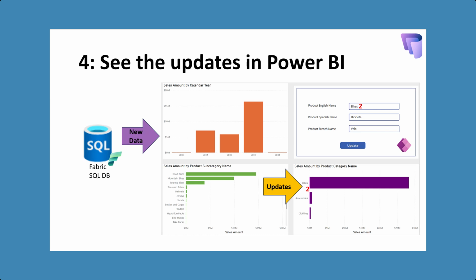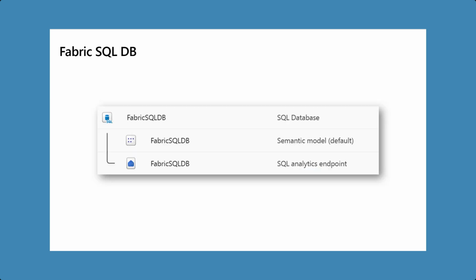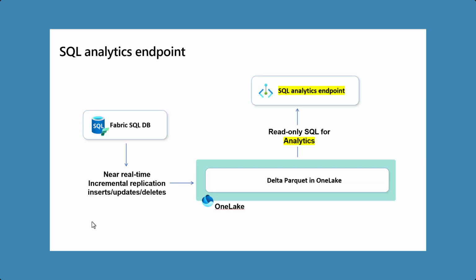Now, when it comes to Fabric SQL Database, you have to pay attention to a couple of things. When you create a Fabric SQL Database, you get a replicated SQL analytics endpoint that comes with it as well. And then that replicated SQL analytics endpoint has a semantic model that comes with it. So the way it works is that whenever you make changes to your Fabric SQL database, those changes are replicated to OneLake in near real time incrementally, and then that data is reflected in the SQL analytics endpoint.